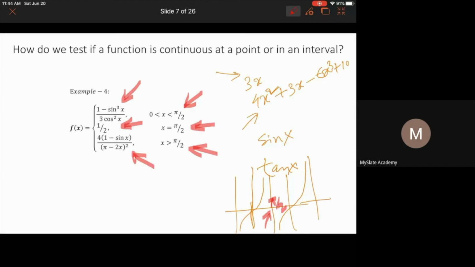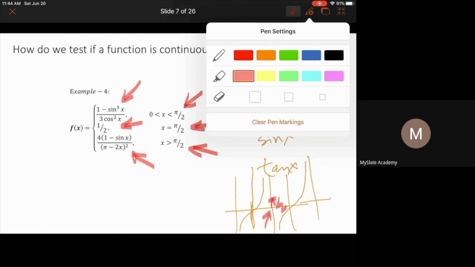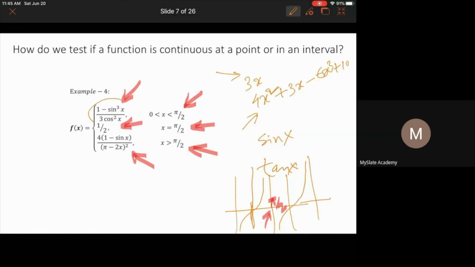So therefore what we can say here is that this function here, 1 minus sine cube x by 3 cos square x, would be continuous at all points except the points that are not in its domain. So all that you need to check for is that in this interval, is there any point where it is not defined? So look at the denominator. If the denominator takes a value 0 at any point in this interval, that's the only point where it is not defined. Otherwise, it would be continuous at other points.